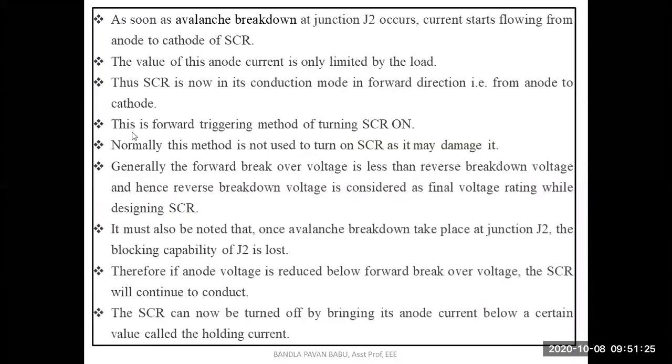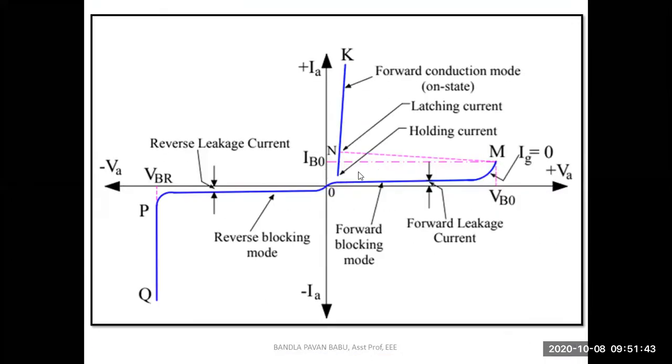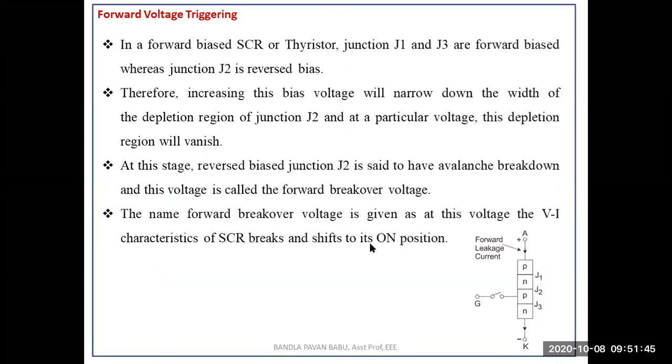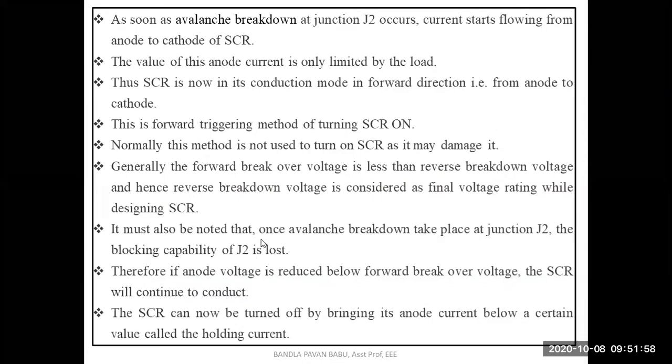Finally, this process is nothing but the forward triggering method. This is how we make the SCR turn on. Let's see the drawbacks of this method. It may damage the SCR, because if we keep increasing the voltage, suddenly, because of the breakdown of junction J2, this current flows. This is not a frequent operation and is not practically used, because if you go for breakdown every time, the switch behavior may deteriorate.